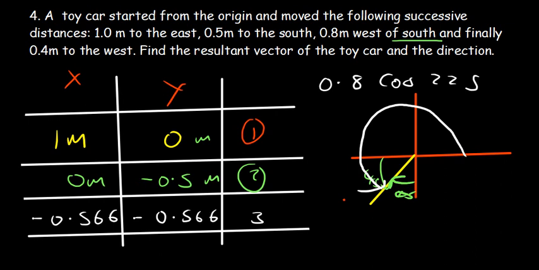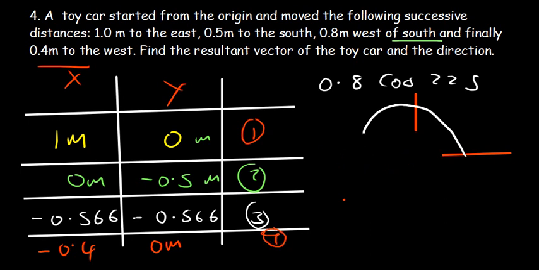Okay, so that is for our third one. And finally, 0.4 meters to the west. So the west is to the negative side. So that is negative 0.4. In the y, there's nothing. Okay. So now the question says, find the resultant vector and the direction.